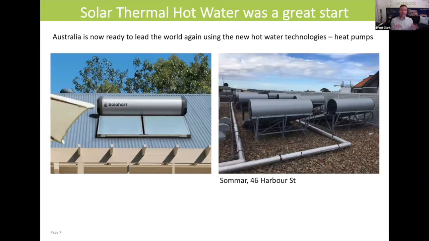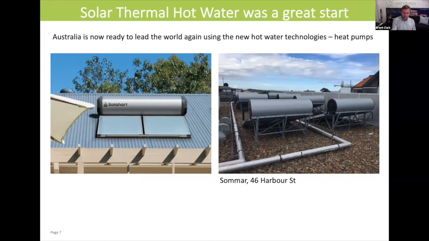Now, we have to pay tribute to solar thermal hot water. This was a great start, and if we go back to 1953, Solar Heart, with technology developed by the CSIRO, which was 20% more efficient than solar thermal hot water heating up until that point in time, allowed Solar Heart to become a runaway success and export technology into 40 countries around the world. And you can see, even today, on this screen, there's a solar thermal hot water system there at the Samar building at 46 Harper Street.